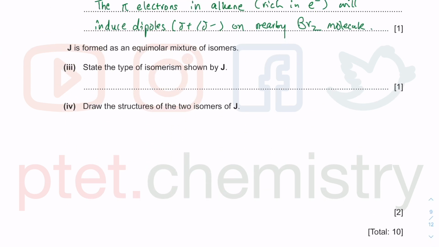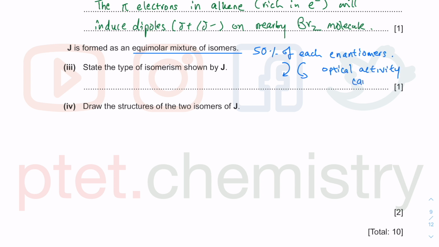Now J is formed as an equimolar mixture of isomers, so 50% of each enantiomer. Enantiomers are mirror images, like your left and your right hand. They are non-superimposable. So this 50% of each enantiomer rotate plane polarized light clockwise as well as anti-clockwise, in opposite directions. That's the only difference between the mirror images, because every other property is the same. They rotate plane polarized light in opposite directions, and this optical activity will cancel out.